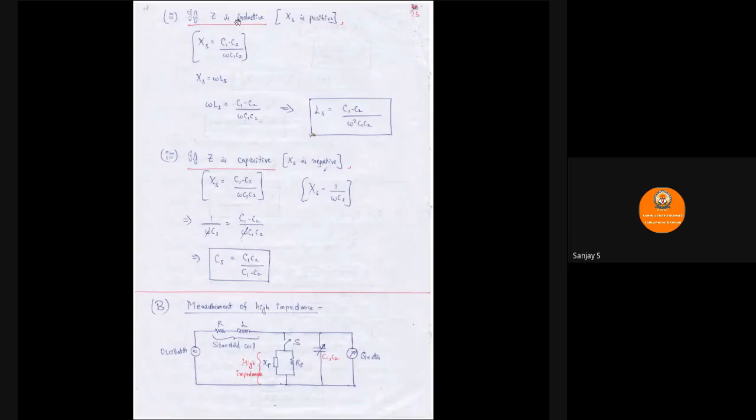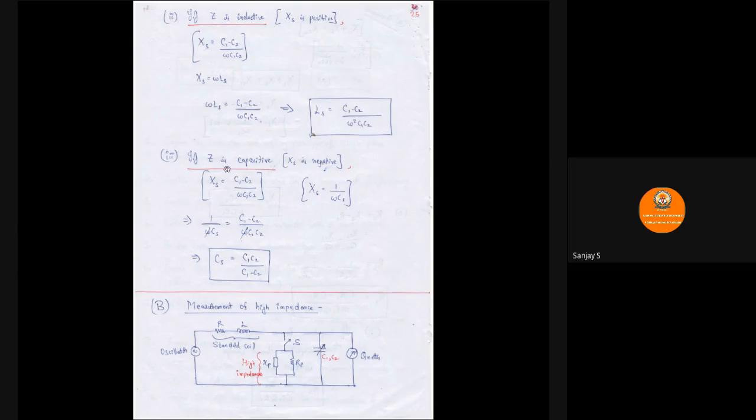If impedance happens to be inductive, then XS, the reactance, will be positive. So XS will be C1 minus C2 by omega C1 C2. And if we want to calculate the corresponding value of inductance, XS is nothing but omega LS. Substitute that, LS will be C1 minus C2 by omega square C1 C2.